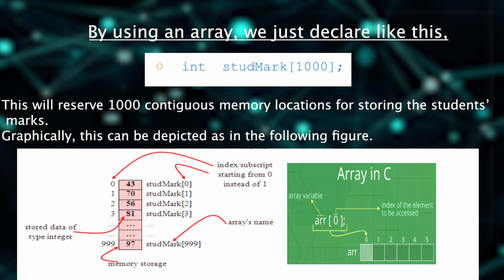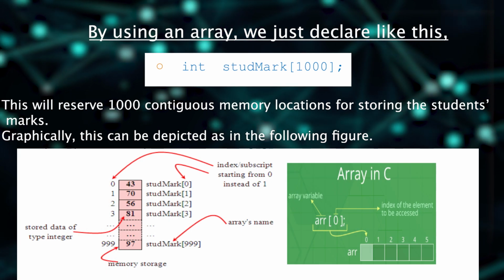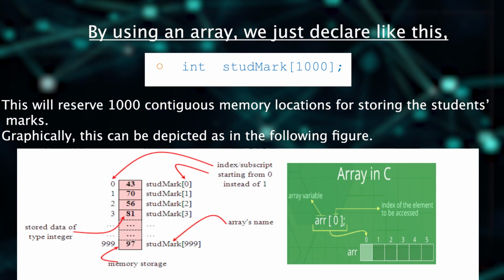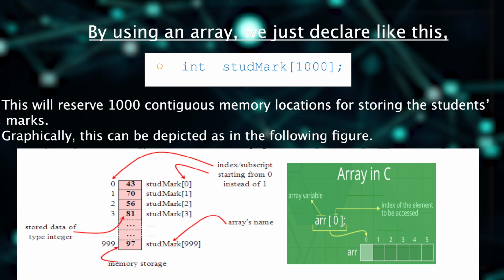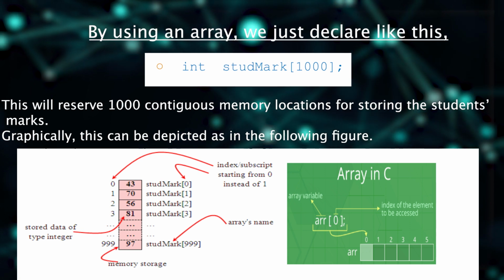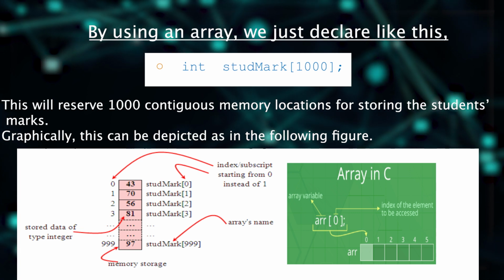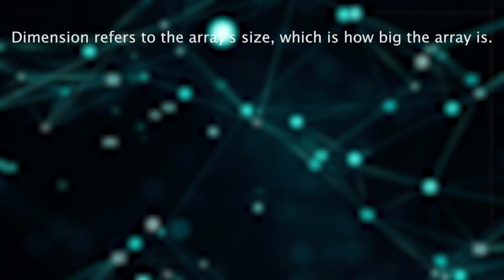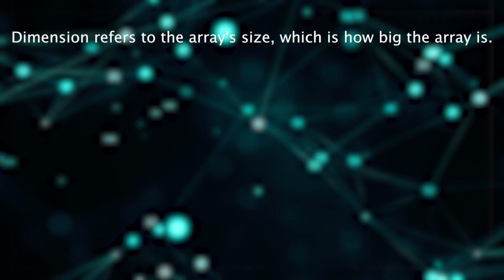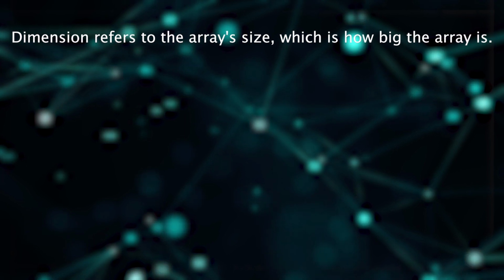Now, you can see this is the diagram of an array, showing how the values are stored in the array. As you can see, we have different indices starting from 0 up to 999. How can you store this data into the array? The array always starts from 0, and the first address of the array is known as the base address of this array. Dimension refers to array size, which is how big the array is.